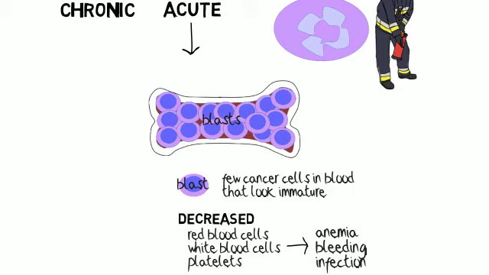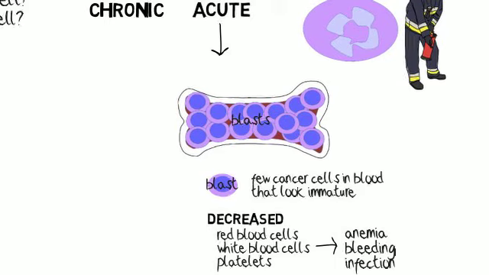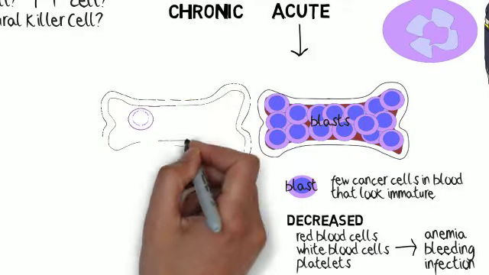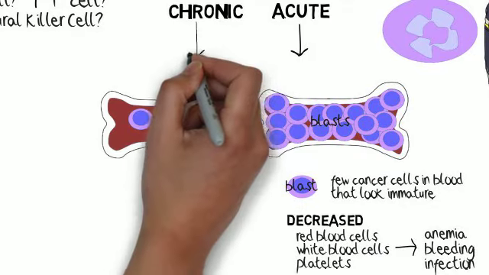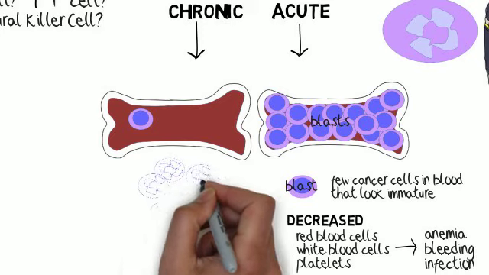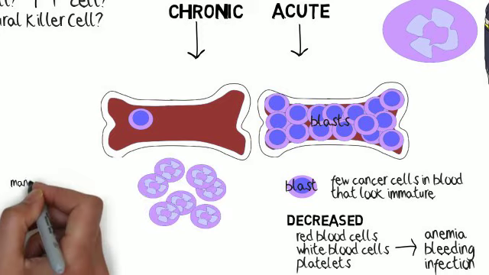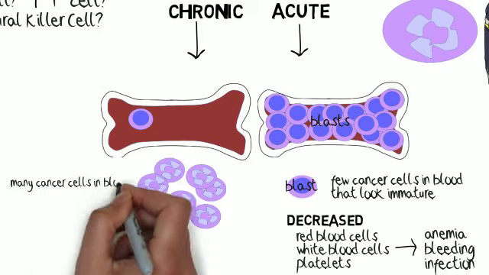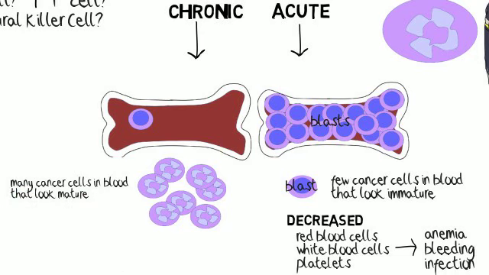Thus, it's the lower numbers of normal cells, and not the cancer cells themselves, that give the initial symptoms of acute leukemia. Now, in chronic leukemia, cancer cells are still produced in the bone marrow, but can mature and can easily enter the blood. The increased number of mature cells in the blood may be noticed on a blood test and is a sign of chronic leukemia. Note this is opposite of the low cell counts and immature cells in the blood for acute leukemia.